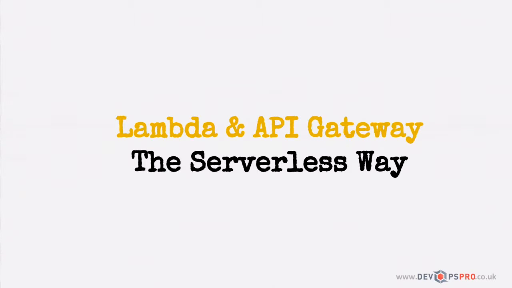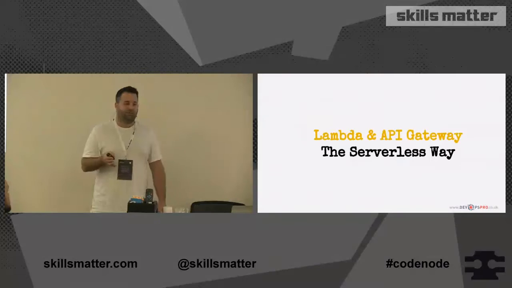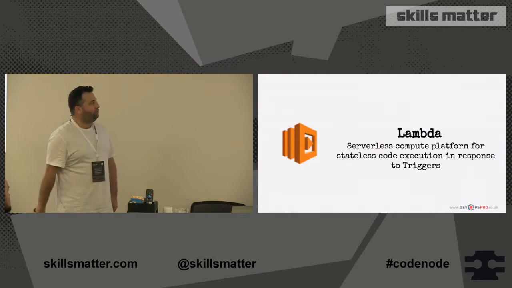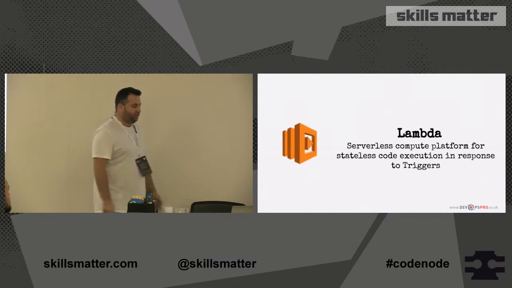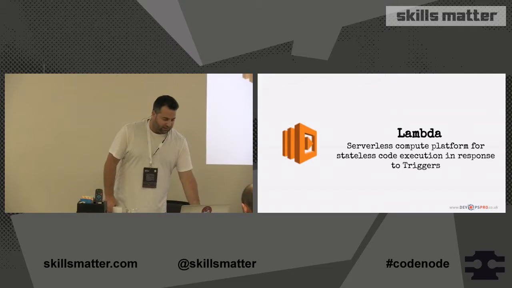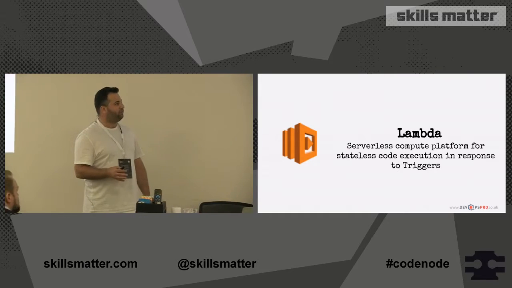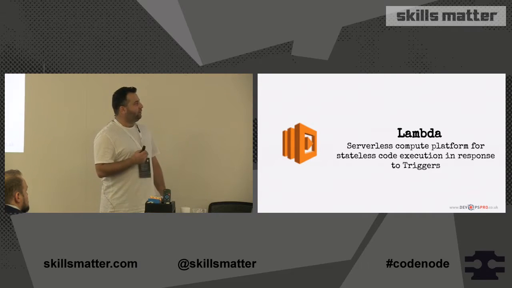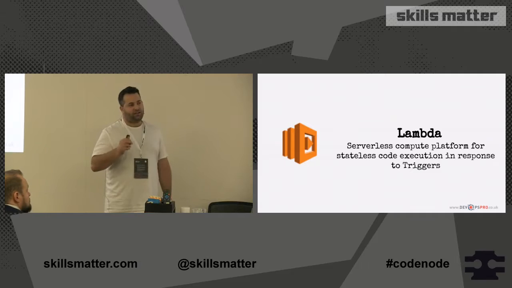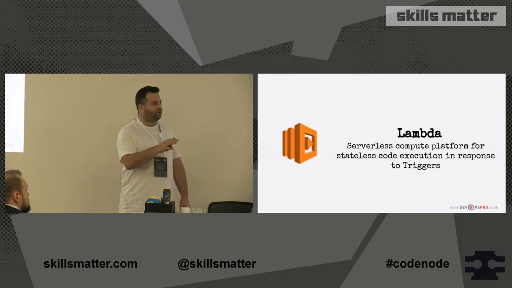So the first topic in AWS we're going to talk about is Lambda and API Gateway, which is the serverless way of Amazon. Lambda, what does Lambda give us? Lambda gives us the serverless compute platform inside of Amazon. It brings us stateless, only stateless. We cannot save any state, or we don't want to save any state in any data source.